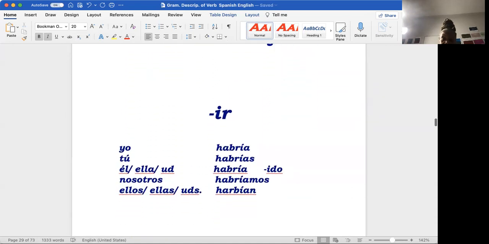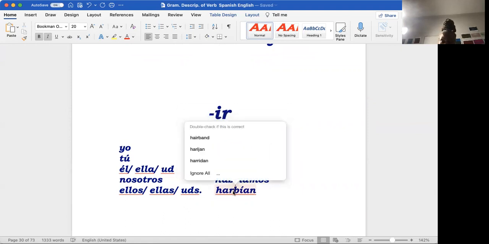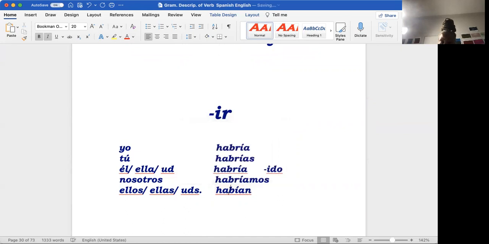Then we're talking about the IR verb. Once again, that habría, habrías, habría, habríamos, and once again, the mistake I made, which I did not see. Okay, which is good. So you see me self-correcting, which is good, not perfect. Even though you can look at something a million times, sometimes you can't see your errors. That's why you should get someone to proofread your stuff. I did, but apparently they could not see the error either.